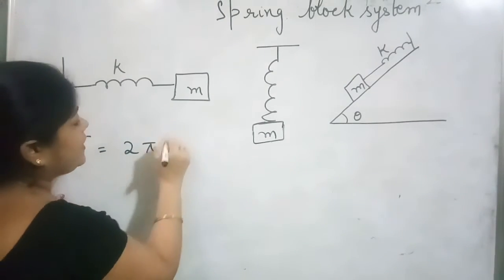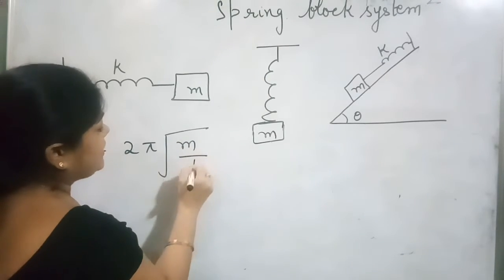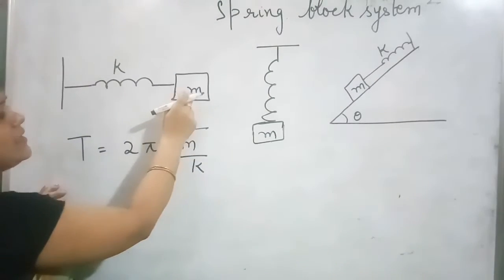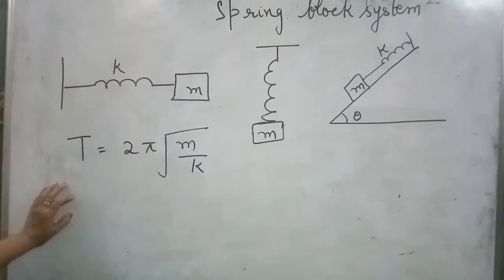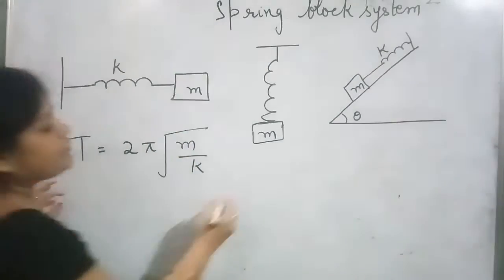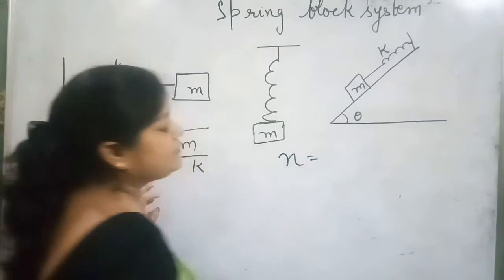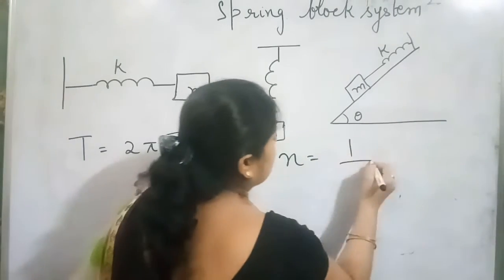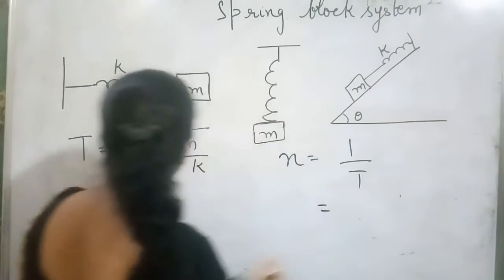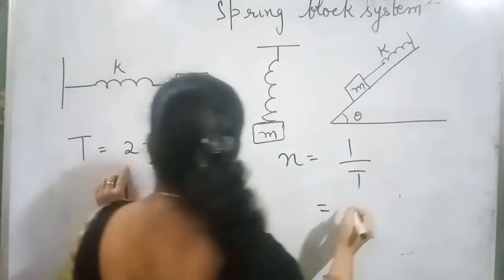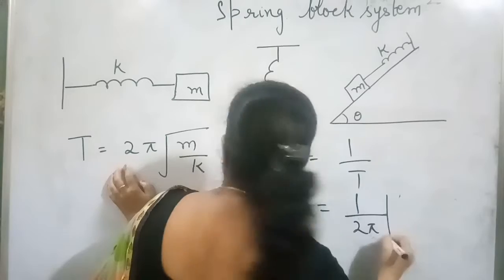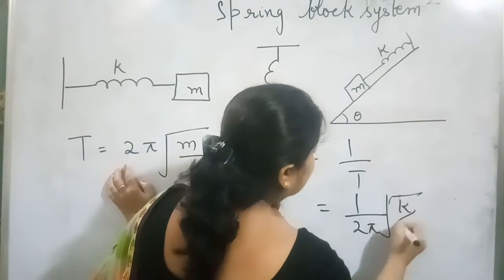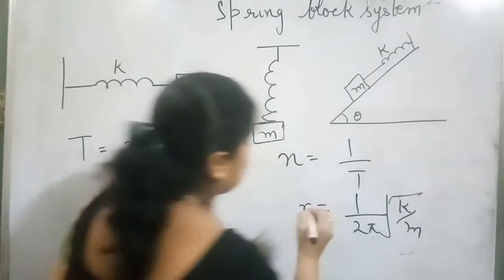हो जाएगा 2π under root m by k. You can remember this: you put m in the numerator and k in the denominator. And for example, if you have to find the frequency, now we know that it is equal to 1 over T. So our frequency becomes 1 over 2π under root k by m.